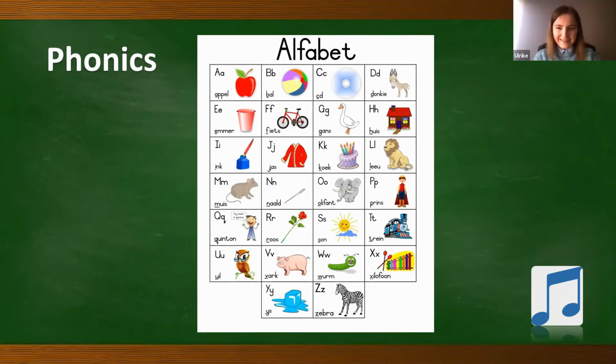Trein. And don't forget to roll that R after the T there.